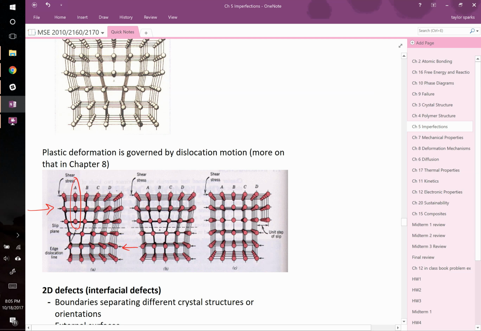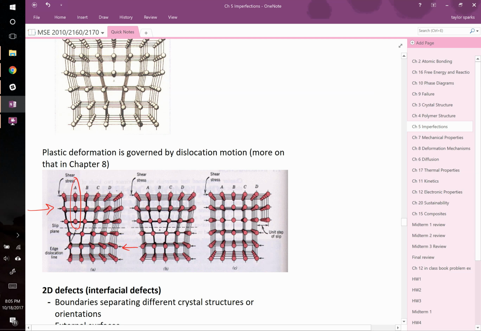Let's now shift gears and talk about two-dimensional defects. These are sometimes called interfacial defects, right? So examples of these are the grain boundaries and the surfaces that we've been talking about in class, therefore the surface energy. And I think this is most easily seen if you look at a crystal.